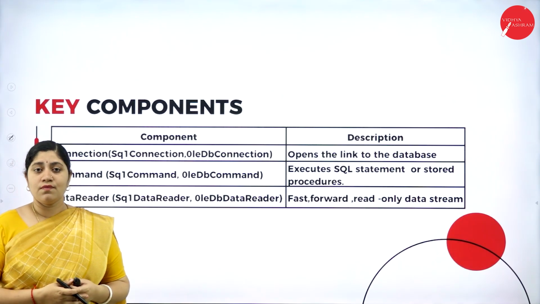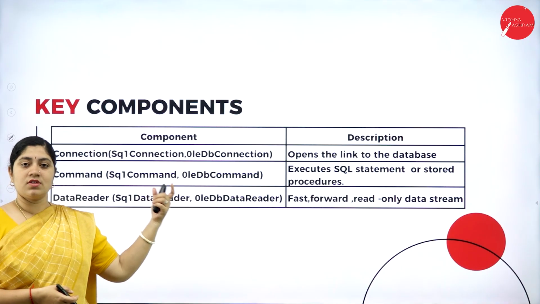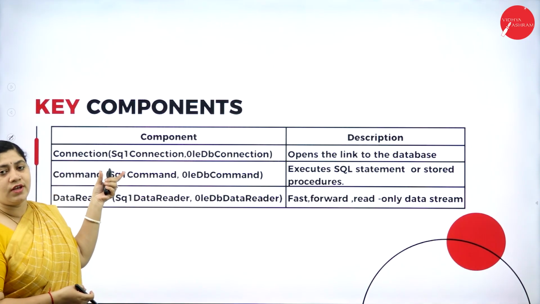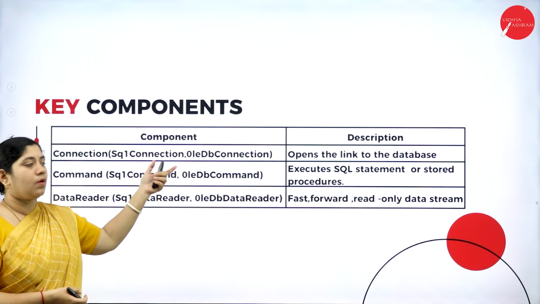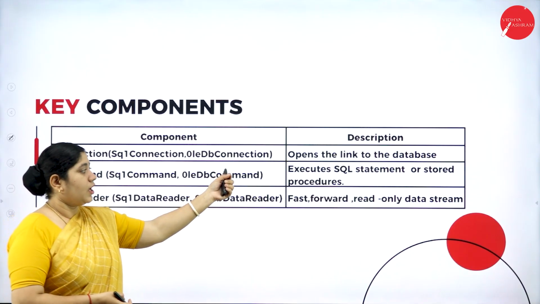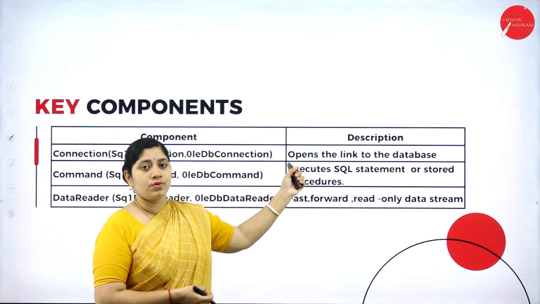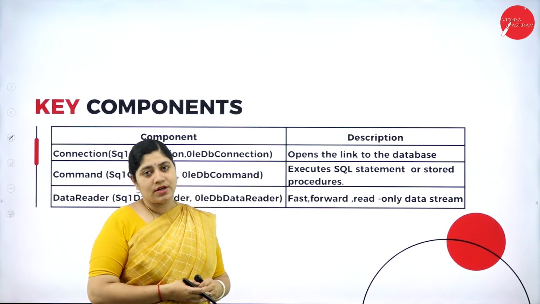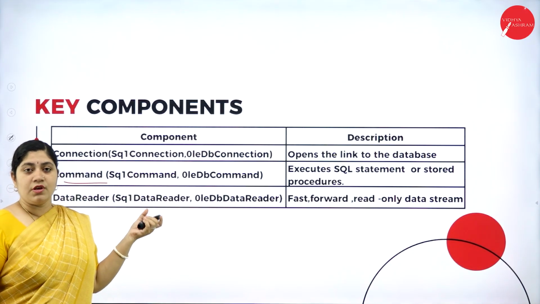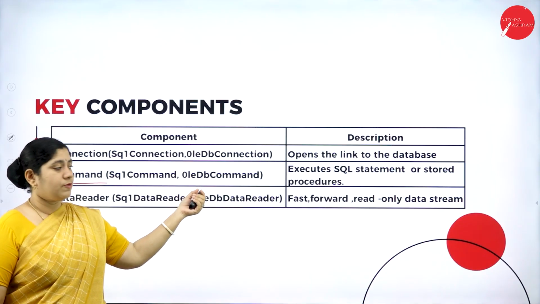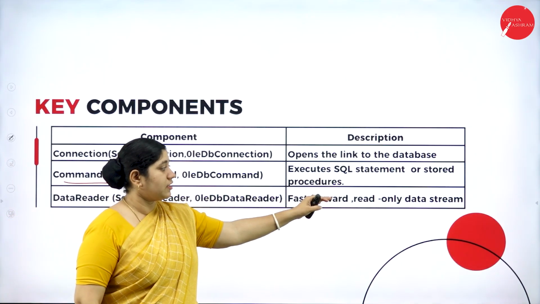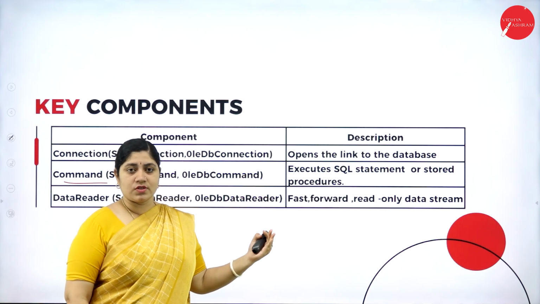Following that, let's see a few of the key components as well as the description of the architectural diagram. First one, connection. If I want to go with a SqlConnection or an OleDbConnection, it is used to open the link to the database. Then if I want to go with the command, it might be a SqlCommand or an OleDbCommand. It is used to perform execution of SQL statements or stored procedures.